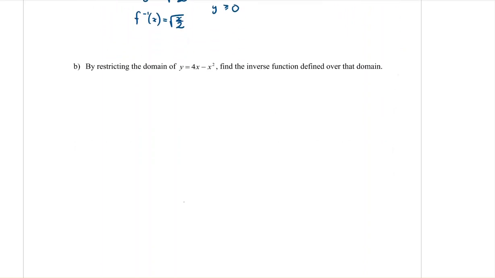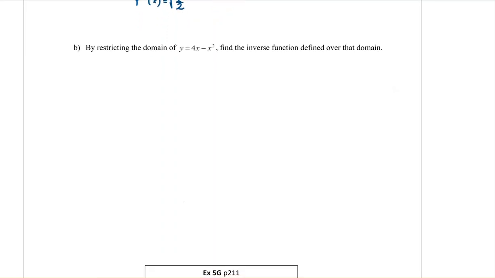So let's do it again. And so the same thing again. It says by restricting the domain of this new equation here, find the inverse function defined over that domain. So same question exactly, except for a different equation, doing the same process. So this is still a parabola. You look at that equation, you can identify that's a parabola. A little bit harder than the last one because my vertex has been moved off the origin. I need to know where that is, because you've got to split that parabola in half so that you can make the inverse a function.